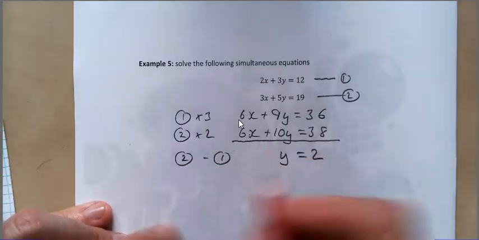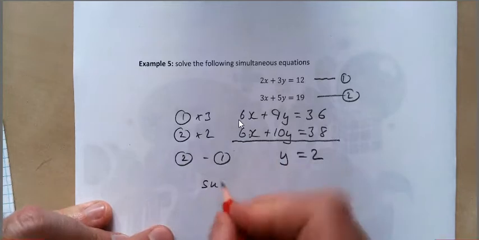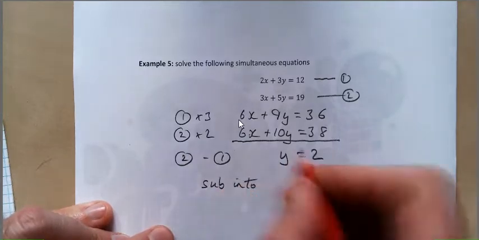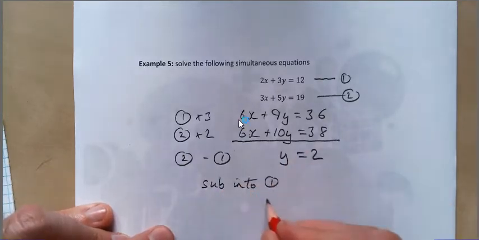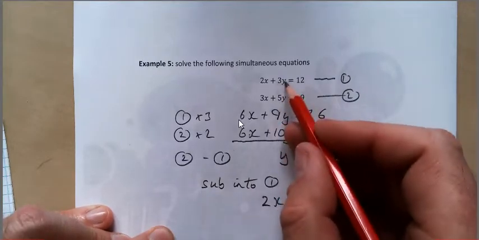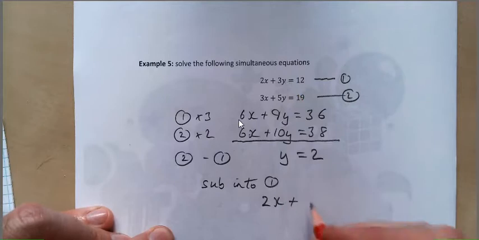To find then x, I'm going to sub into 1. So substitute y equals 2 into equation 1. That gives me 2x plus 3, and exchanging my y for a 2, 3 times 2, which is 6, is equal to 12.